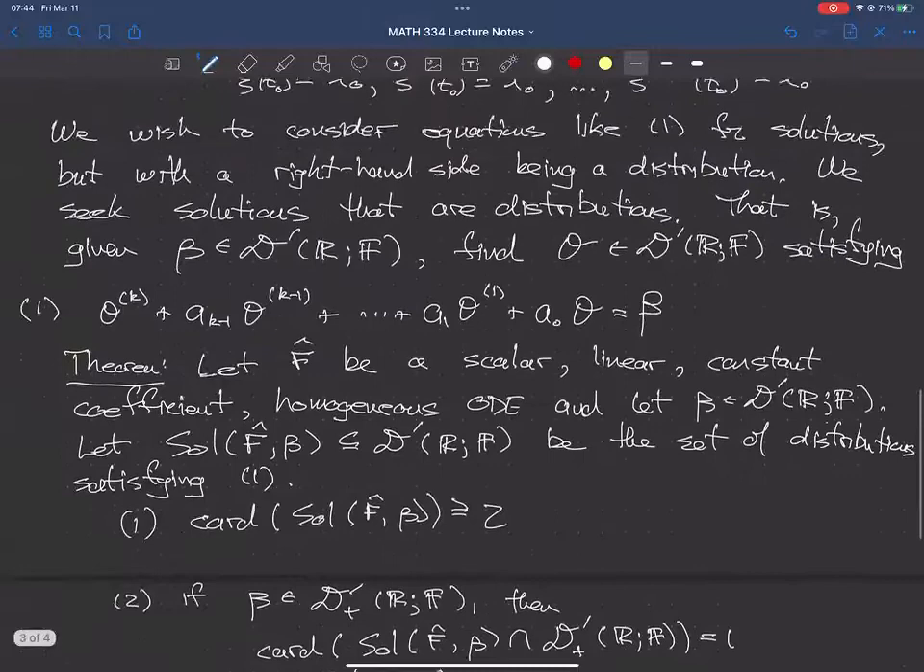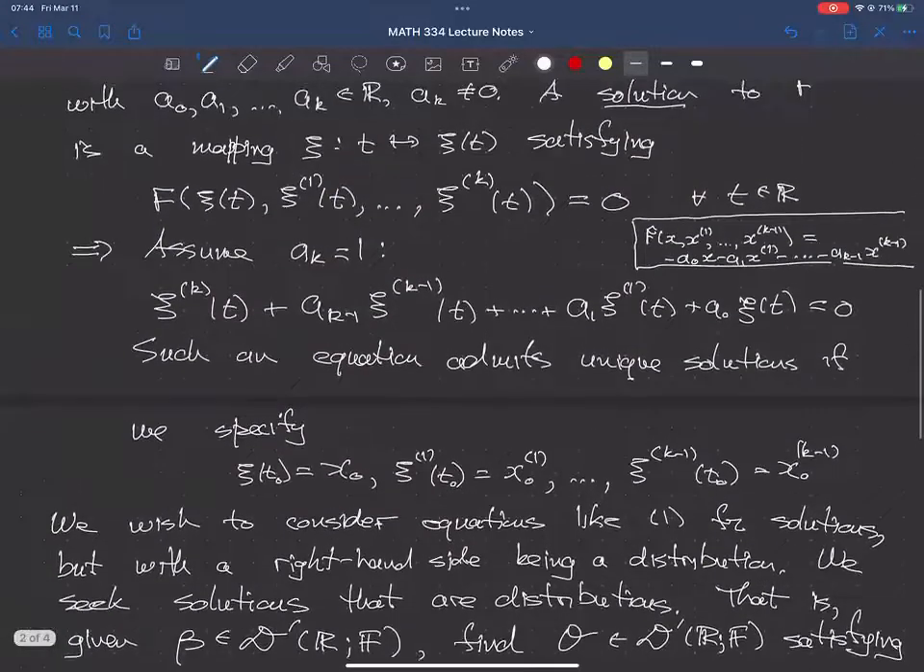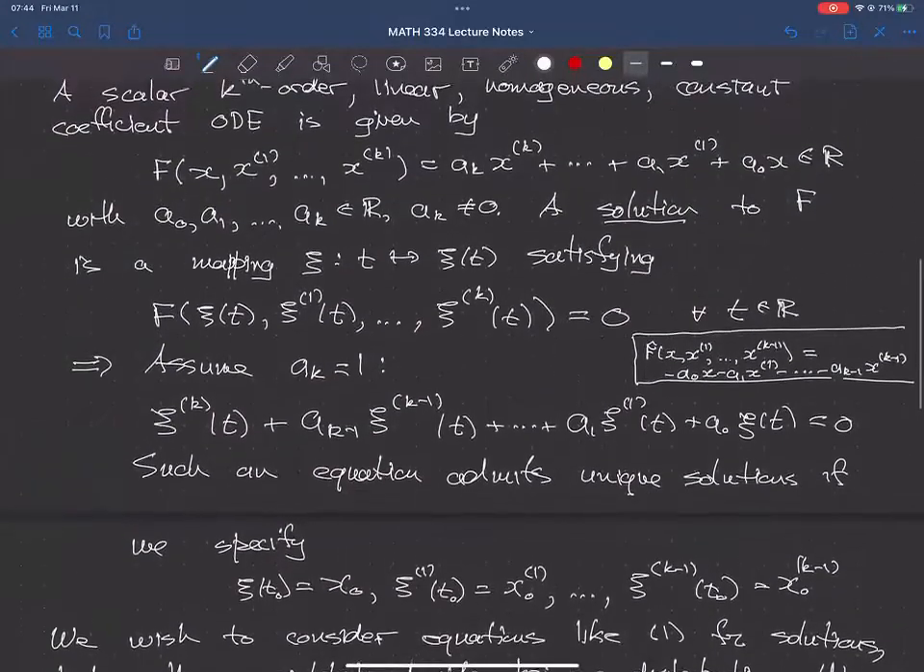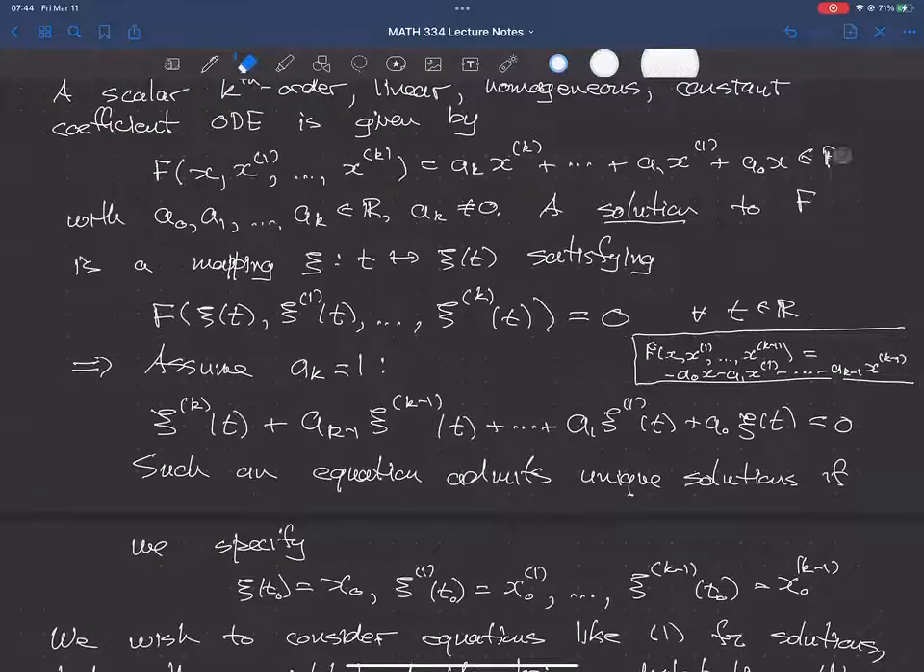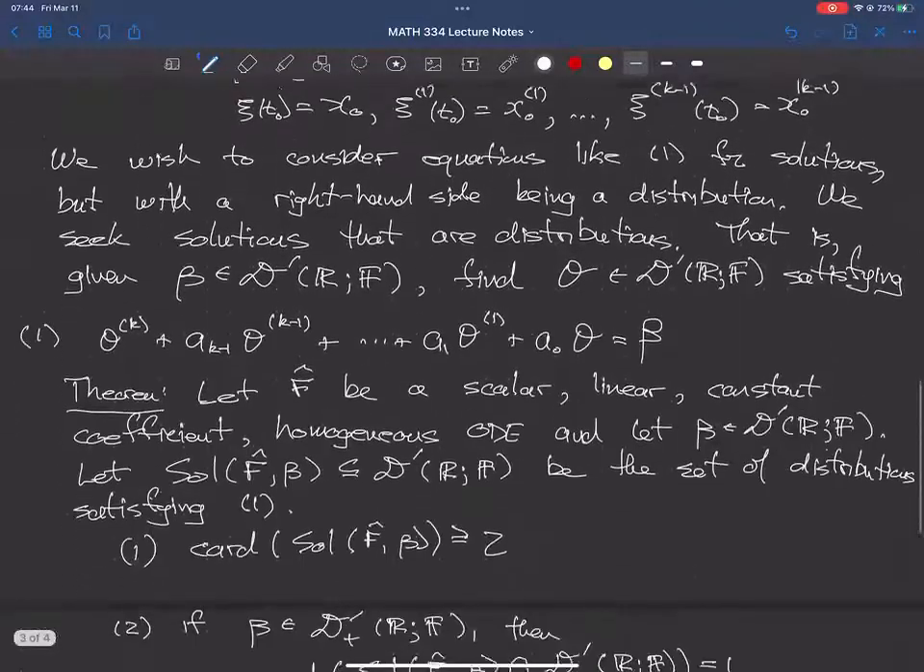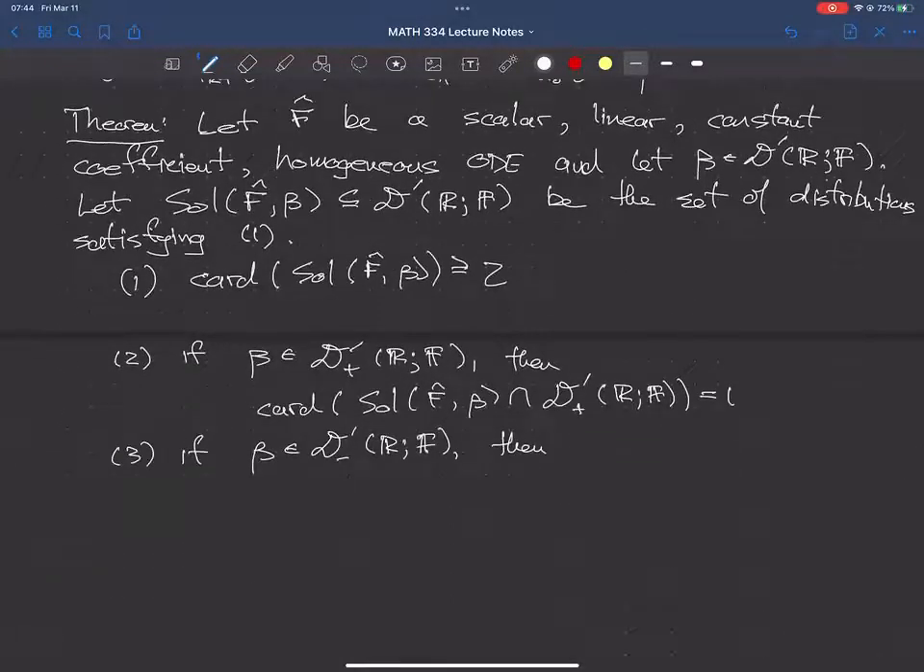So I'm writing F here. I most often care about R, but there's nothing stopping you in general from considering F. All right, and similarly, you have a similar result for support bounded on the right.